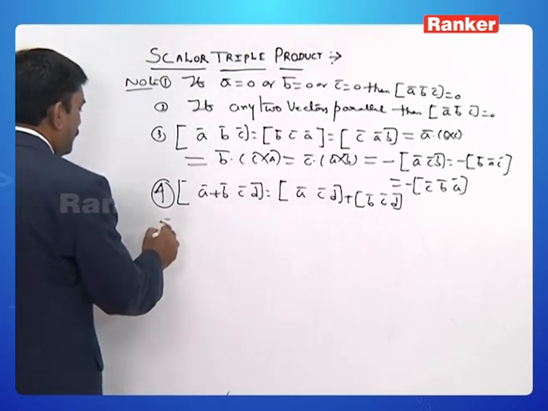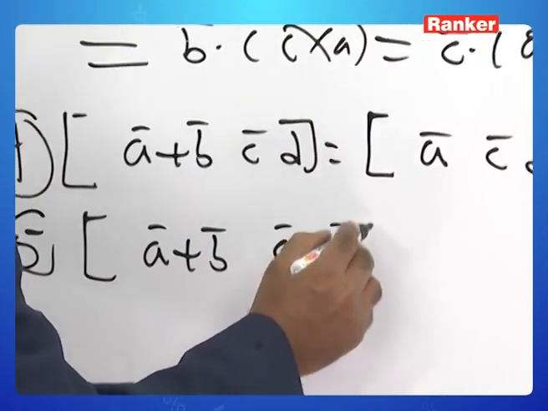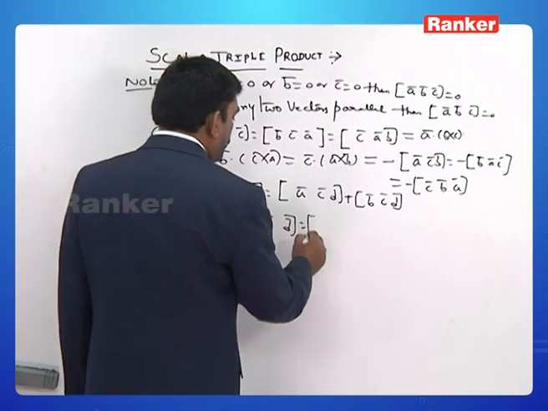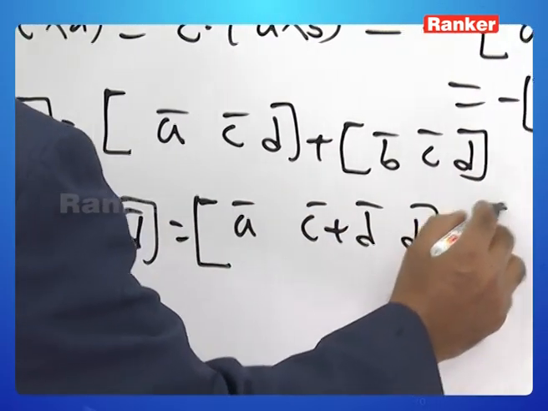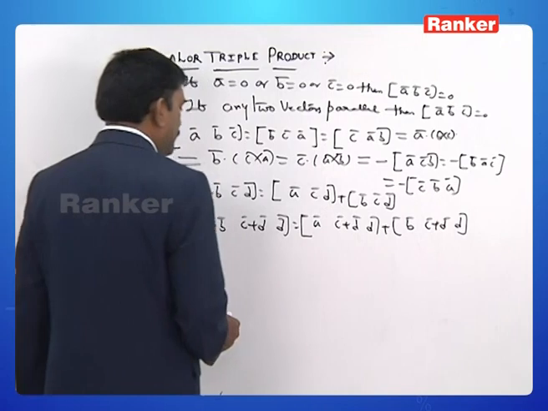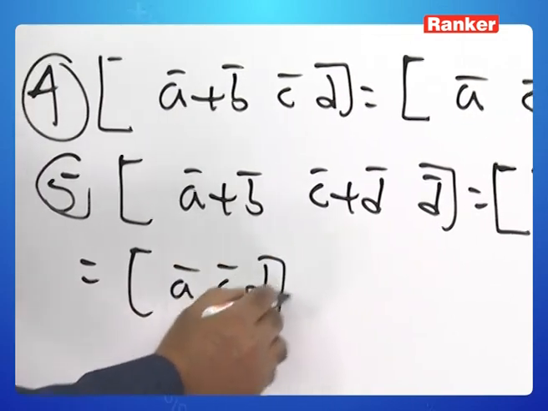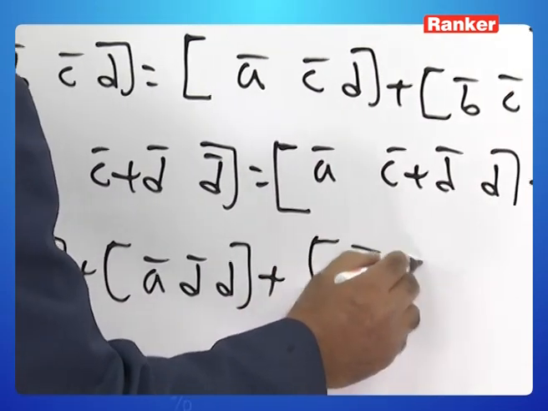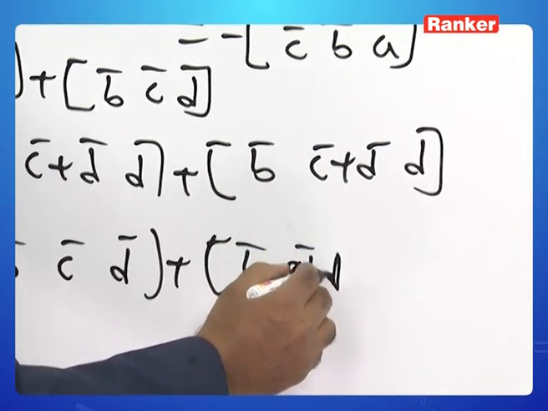Now the next one: I go for [A bar plus B bar, C bar plus D bar, D bar]. It makes no difference. Now, for the first vector A bar, this is [C bar plus D bar, D bar]. Next, I can write B bar, this is [C bar plus D bar, D bar]. Taking this as a separate expansion: [A bar, C bar, D bar], next [A bar, D bar, D bar], plus next B bar: [B bar, C bar, D bar], next [B bar, D bar, D bar].